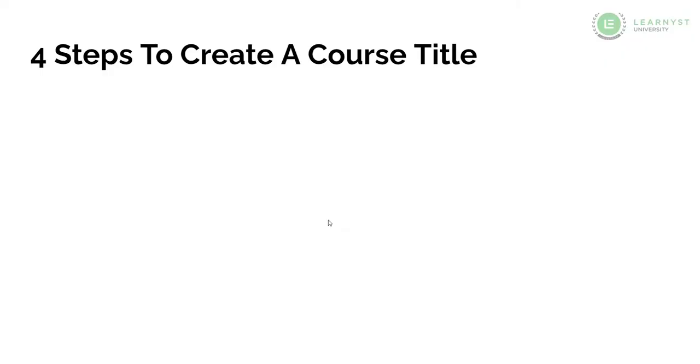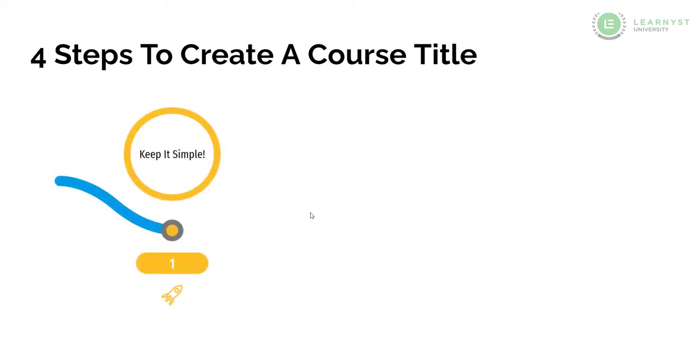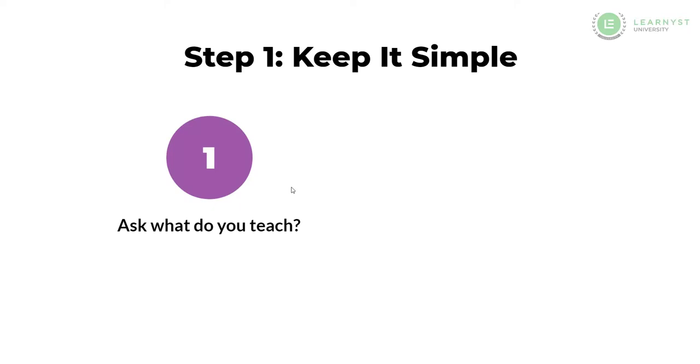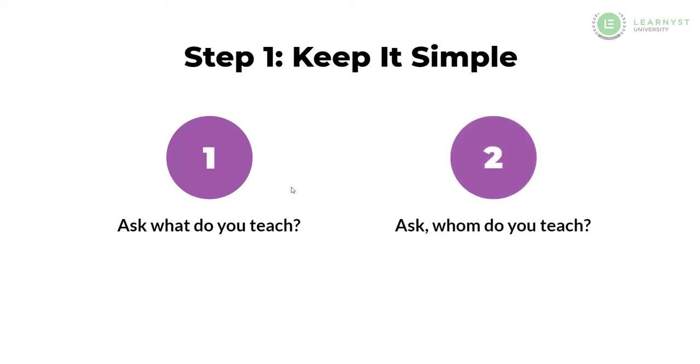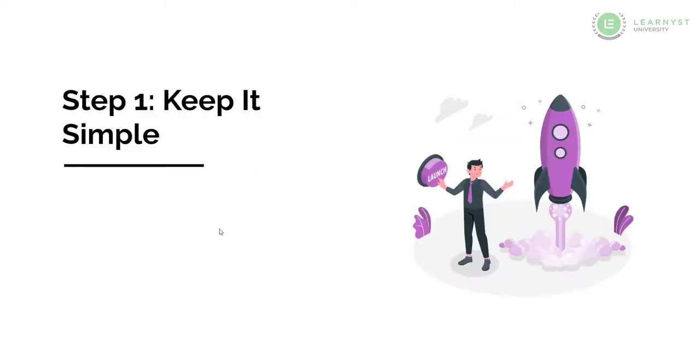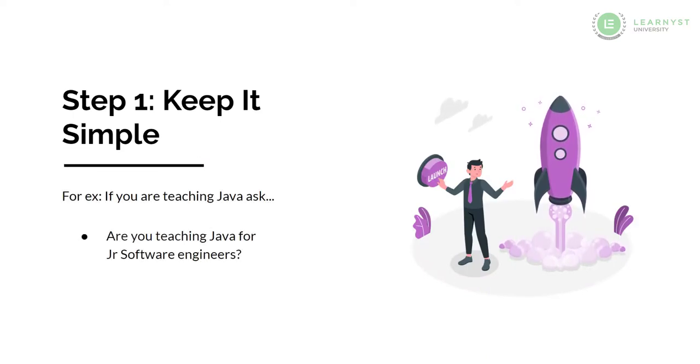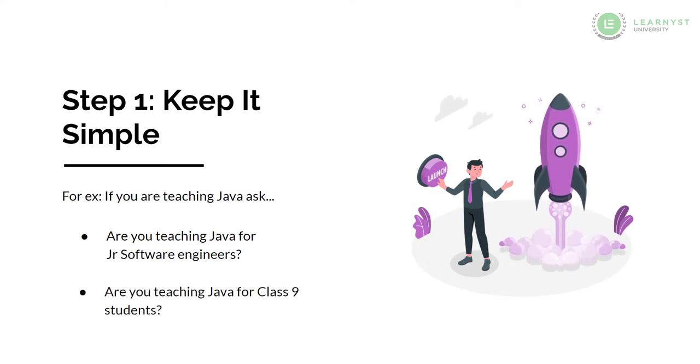Are you ready to create your own course title? Let me detail you through these 4 steps. The first step to creating a good course title is to keep it simple. Start by asking yourself, what do you teach in your course and for whom do you teach it? For example, if you're teaching Java programming, are you teaching Java programming for junior software developers? Or are you teaching Java programming for class 9 students? So based on what you teach and for whom, you can create your course title in really simple language.